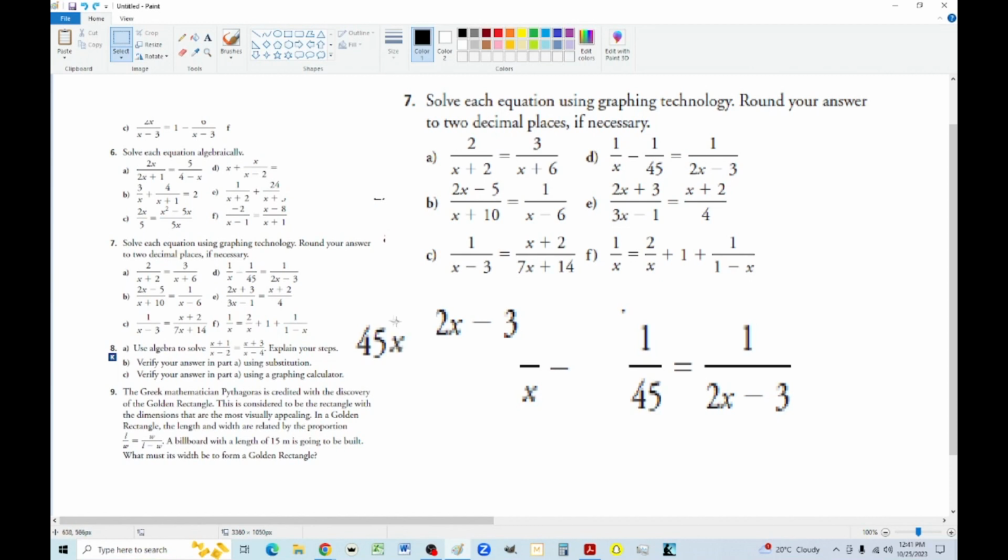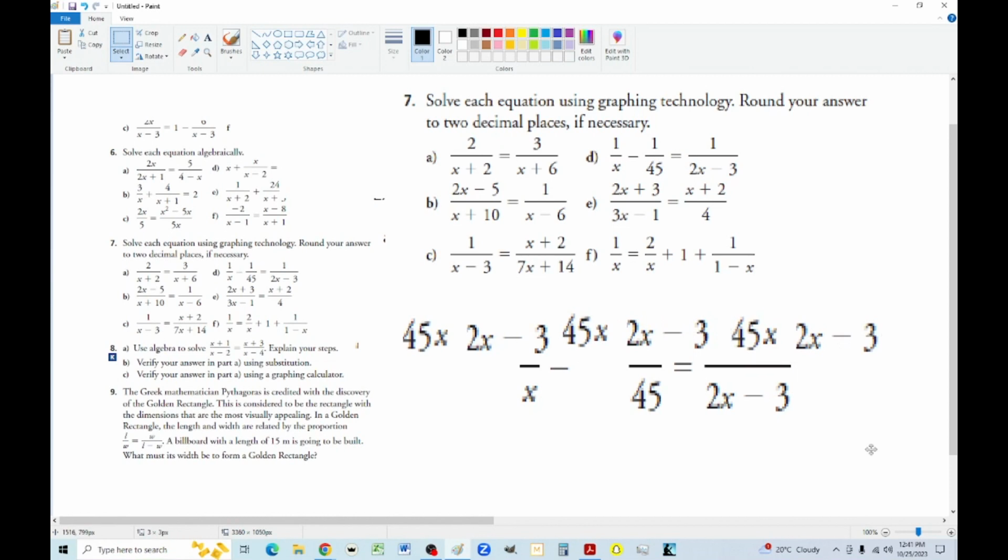And, oh, let's bring that all back so that I have it all like this. So it essentially multiplies by 1, it's going to be this, and by 1, it's going to be this, and by 1, it's going to be this on the right side. Notice the 45 cancels here, the x cancels here, and the 2x minus 3 cancels on the right side. So just ignore that. Yeah, 2x minus 3.